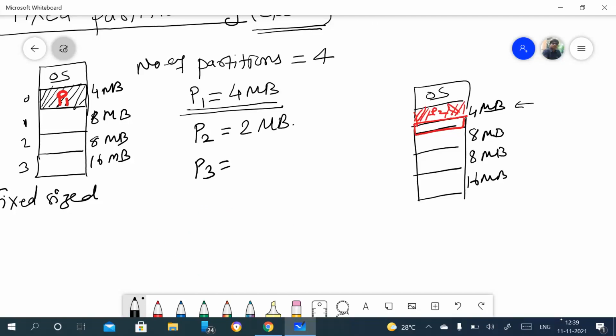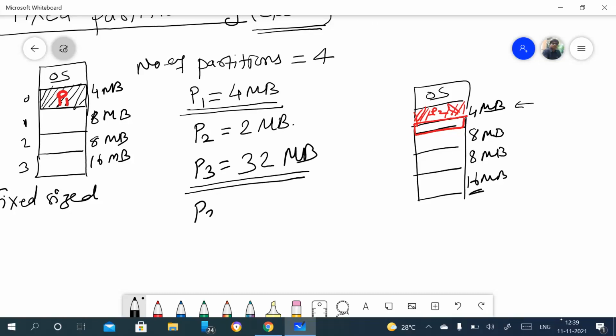Suppose its requirement is 32 MB. Now can I keep that 32 MB process into this? As there is no slot of 32 MB, we cannot keep that one. Maximum is 40 MB slot. So we cannot keep this 32 MB process into this memory. So this is again one drawback.